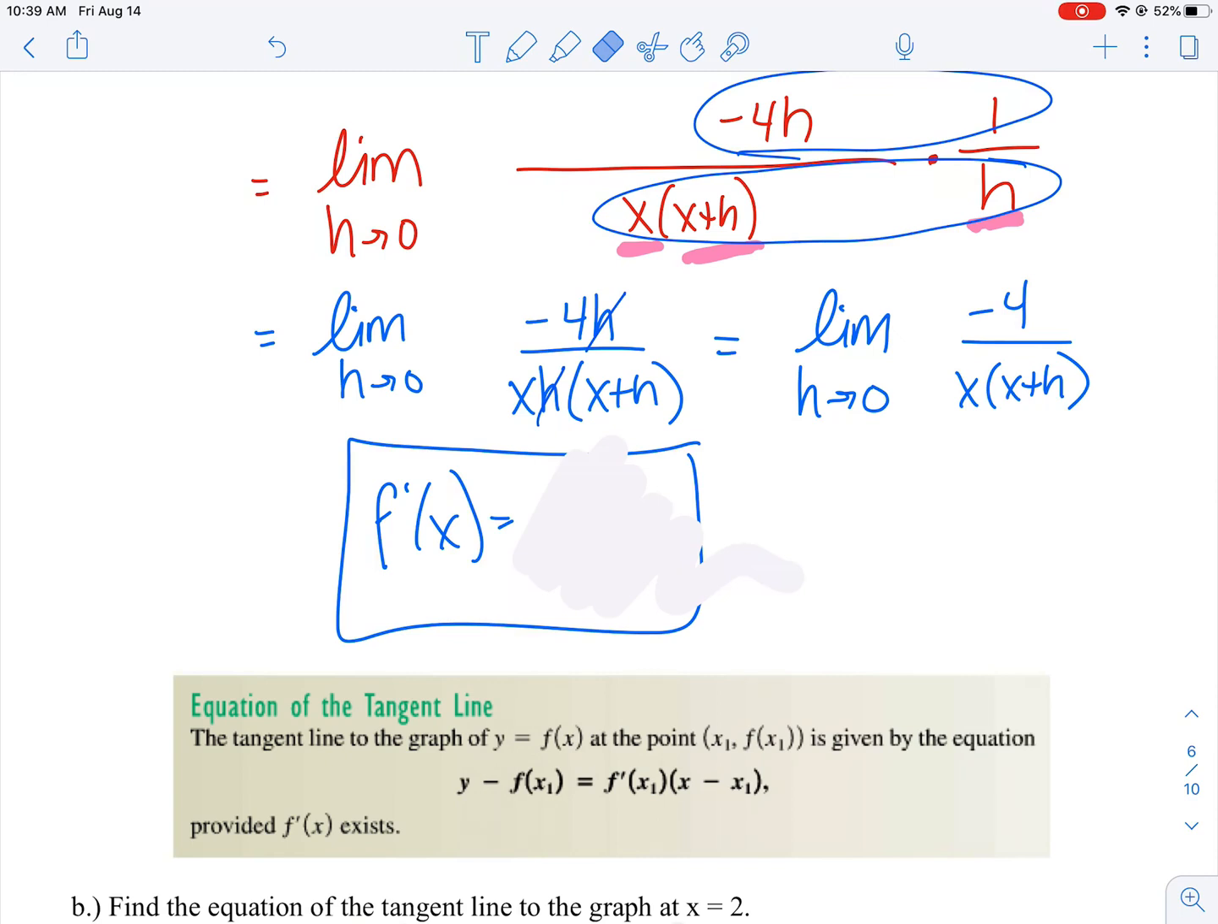And remember to keep that limit in front because we're still doing the limit as h approaches 0. We want to make sure that we smush these 2 points together and find the instantaneous rate of change, or the derivative. So now that we've simplified, let's apply that limit idea and do our direct substitution. If I plug in a 0 there, I have x plus 0, which is just x, and then x times x, which is really x squared. So my derivative at any point, my instantaneous rate of change at any point, would be negative 4 over x squared.